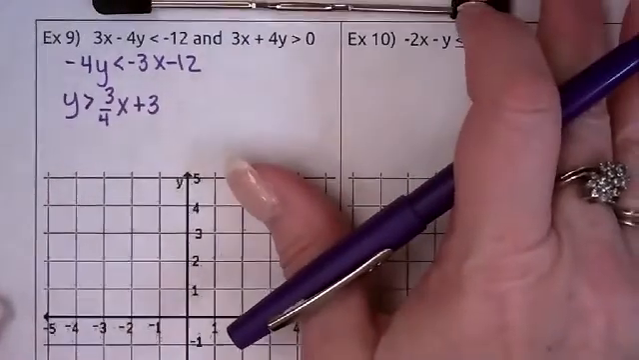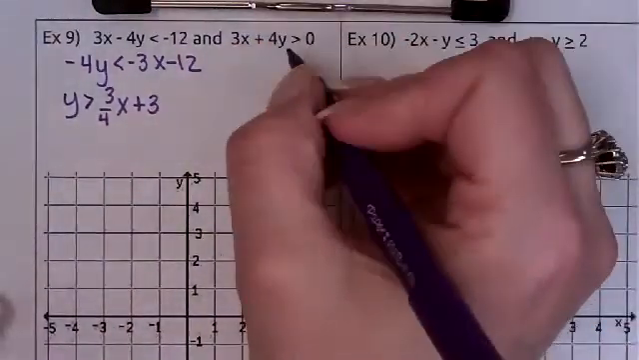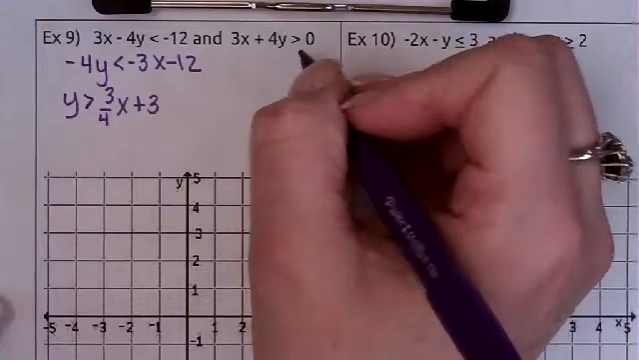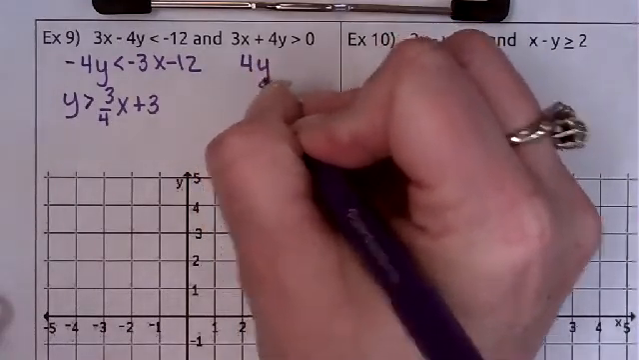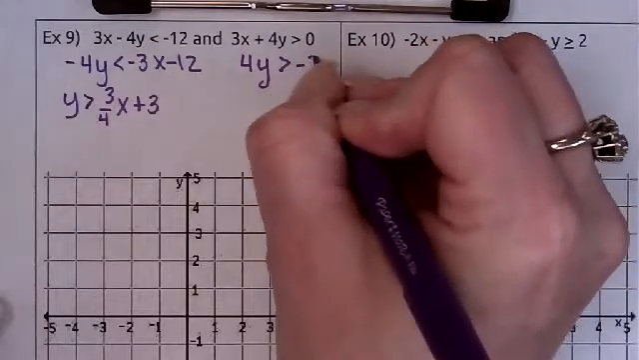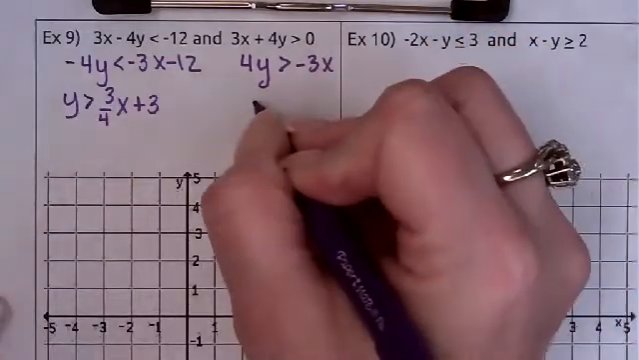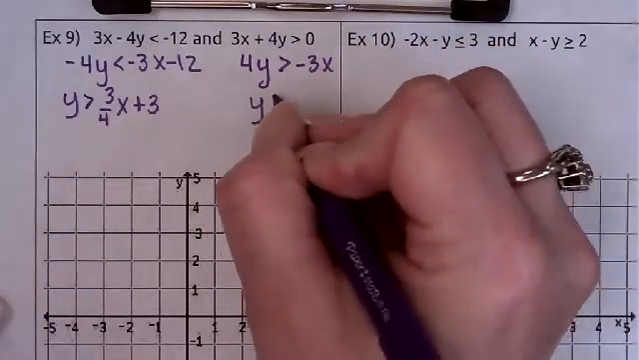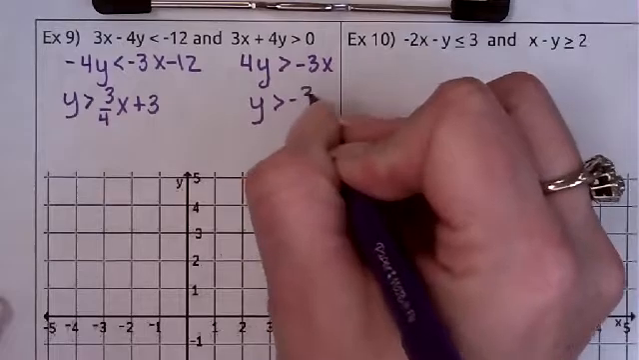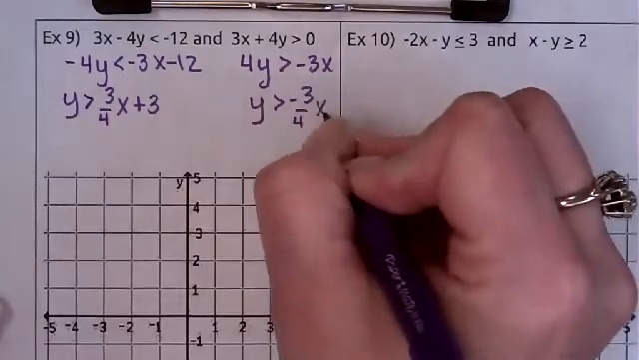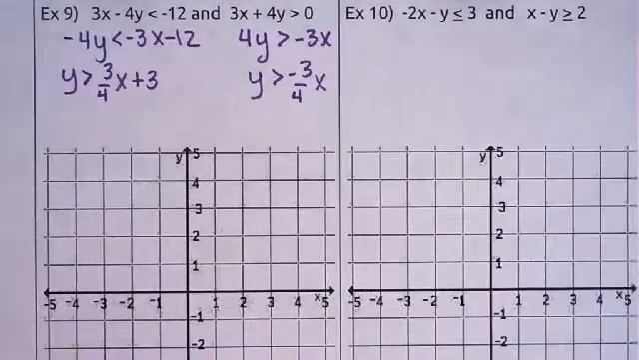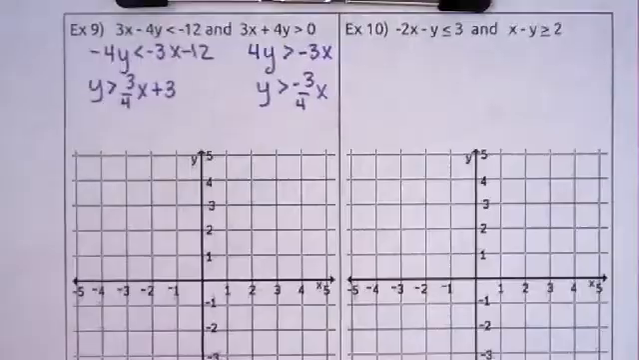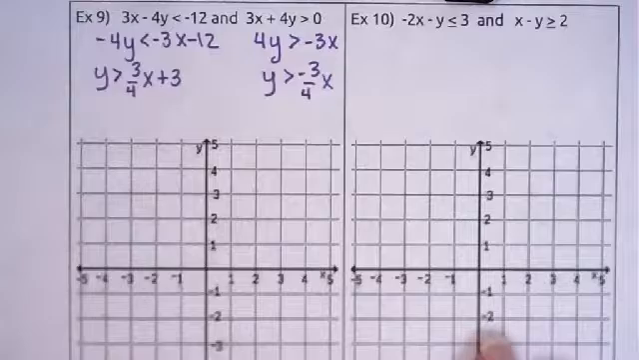There's your dividing. Now on my second one over here, I subtract the 3x. So what I'm going to have is 4y is greater than negative 3x. Then I'm going to divide by the 4. So y is greater than negative 3/4 x. Okay, now there's our two inequalities to graph. So let's graph those. So let me see the graph paper a little bit better.